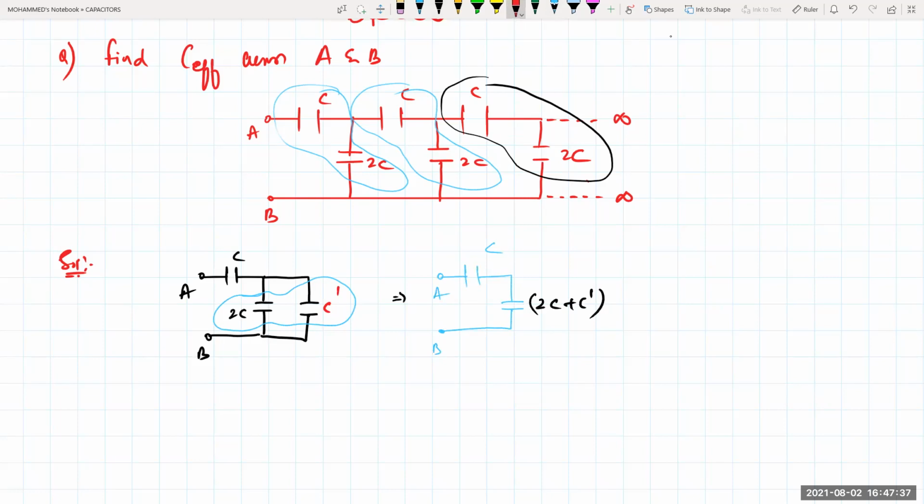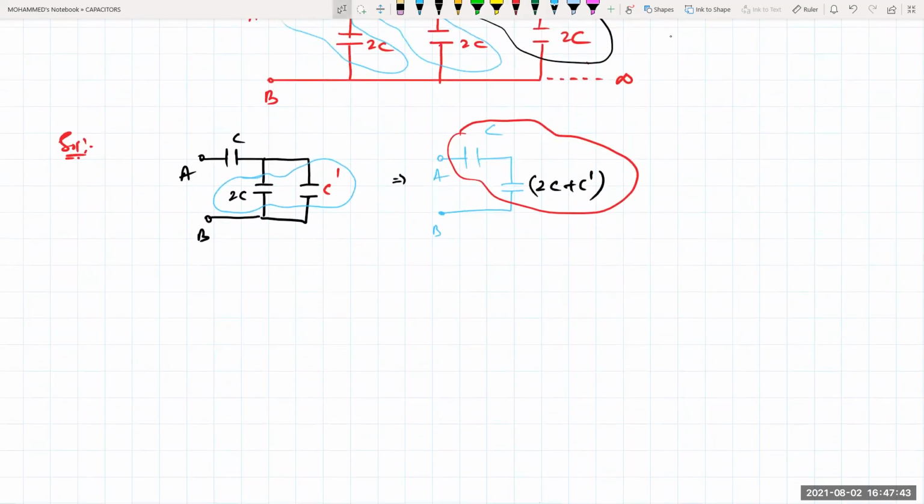Now these two will be in which combination? Series combination. So C effective will become how much? In series, 1 by C effective. See, whatever name you have given for the infinite part, the C effective should also be taken as the same. Is that clear?